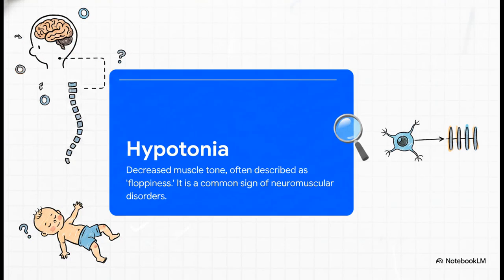The single most common way a neuromuscular disorder presents in a child is hypotonia, or what we often call a floppy infant. The absolute crucial first step in your evaluation is figuring out if the cause is central, up in the brain, or peripheral, meaning it's located somewhere in the motor unit itself.